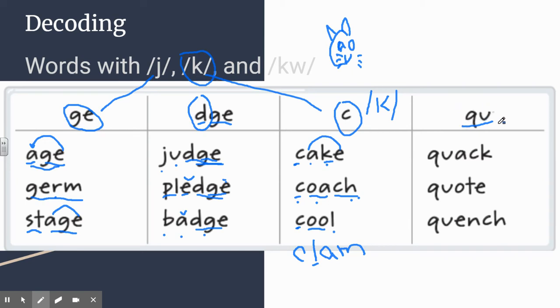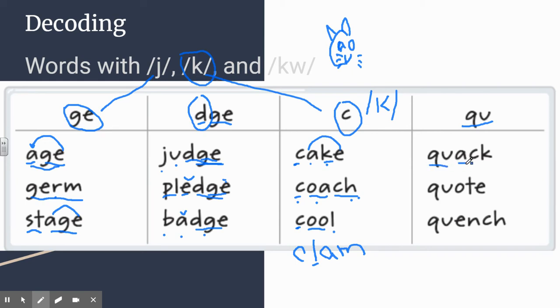It's a digraph here, and it says kw. The QU are a team that are making 2 different sounds than what you normally think of as a Q, right? It's making k, and the U doesn't say U, it's saying w. So these 2 are a team.